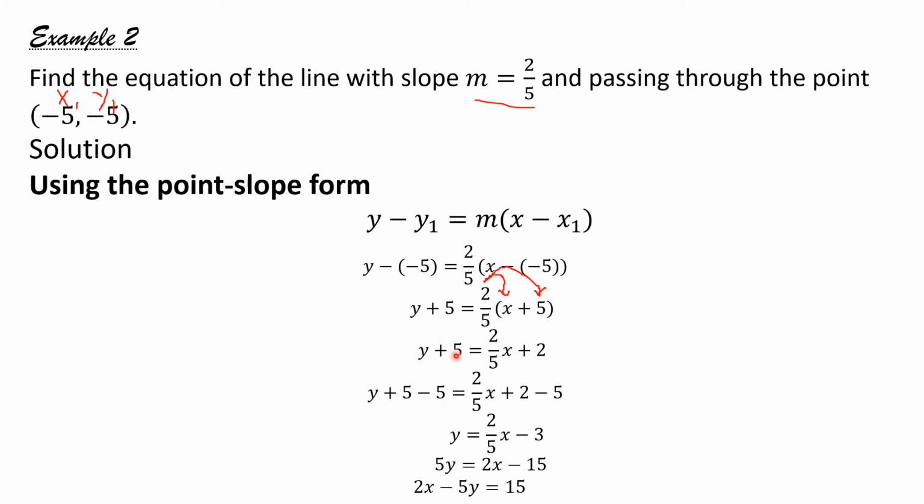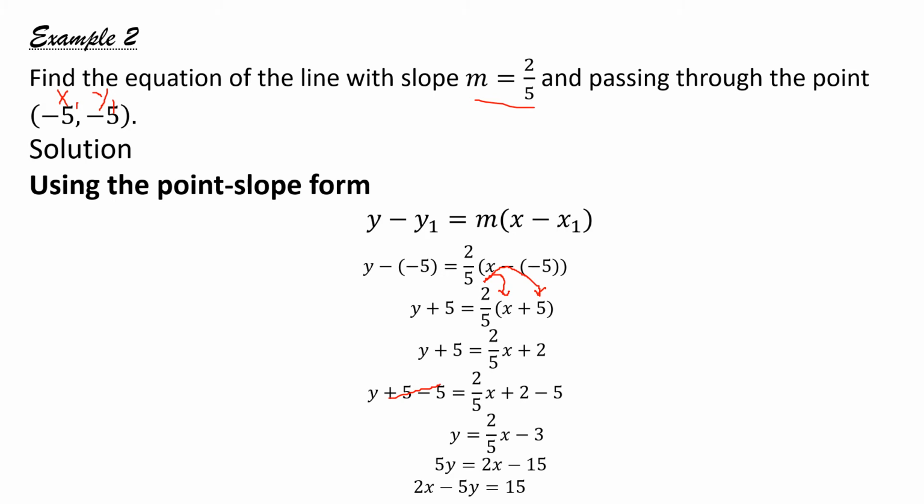So, paano ito ma-remove si positive 5? Kaya dapat si y na lang ang mabilin. So, paano ko ma-remove si positive 5? Okay, so we subtract both sides of the equation by 5 para mahimo na siyang 0. Okay, so we have now y plus 5 minus 5 equals 2/5 x plus 2 minus 5. Simplifying, this becomes 0. So, mawala na siya.